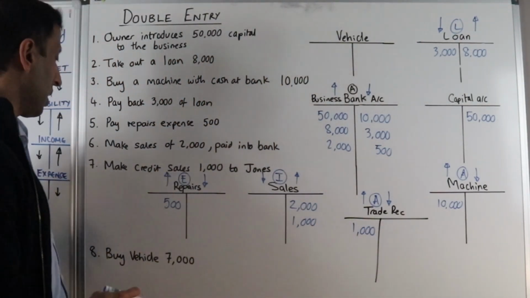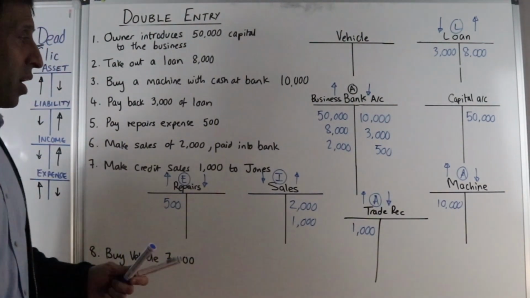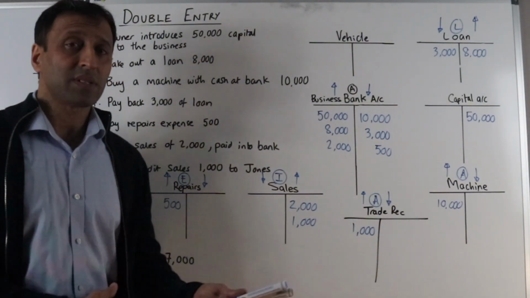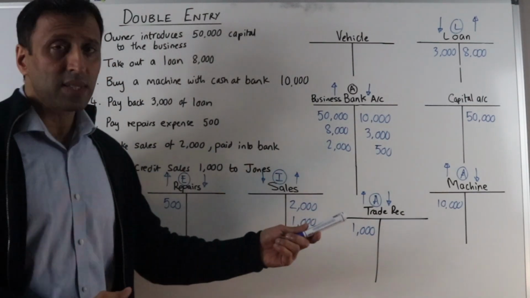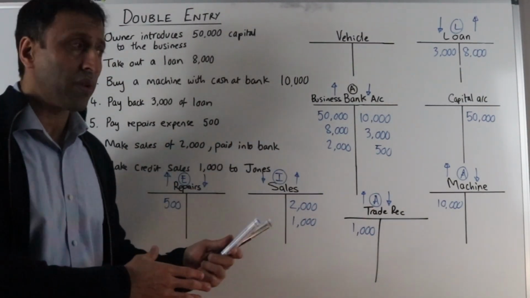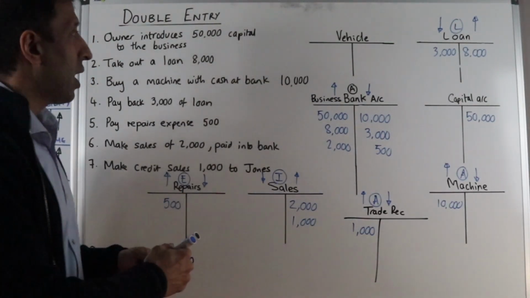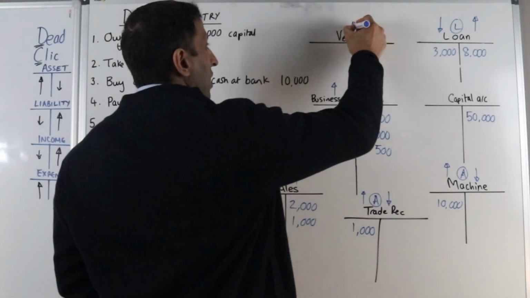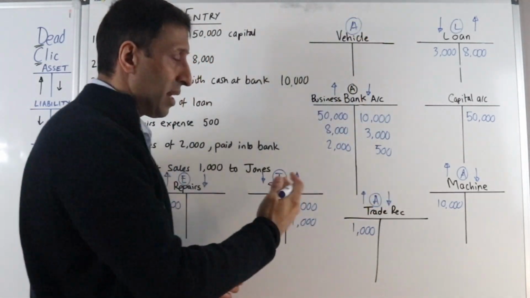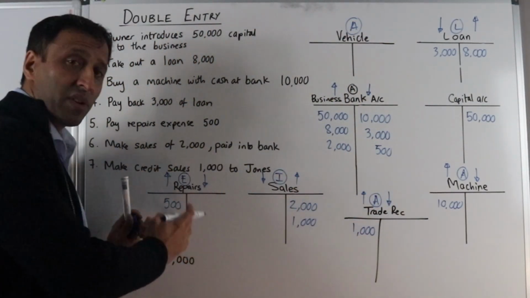Okay, so last one, we buy a vehicle. Now, like we said before, every single asset will have its own account. So machines is an asset, it has its own account. Vehicle is an asset, it has its own account. But machines and vehicles are both asset accounts. So I would label this vehicle account also an asset, but it's obviously labeled differently. We would have different ledger accounts with different expenses.